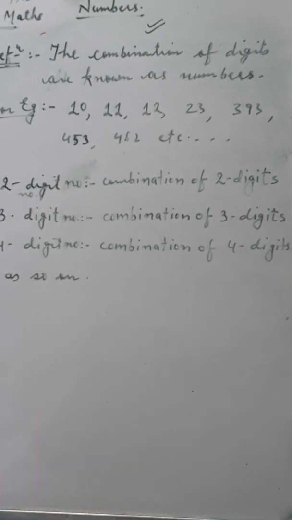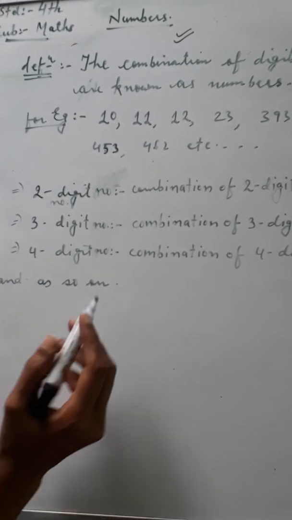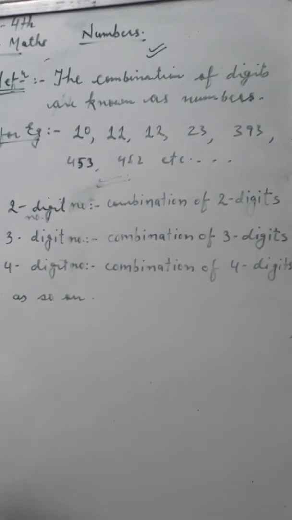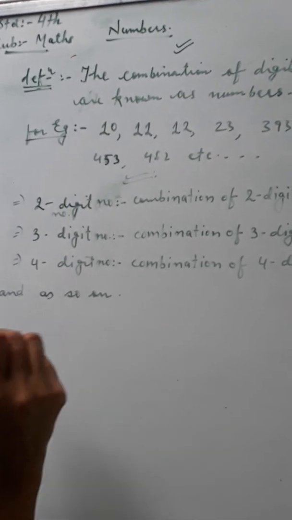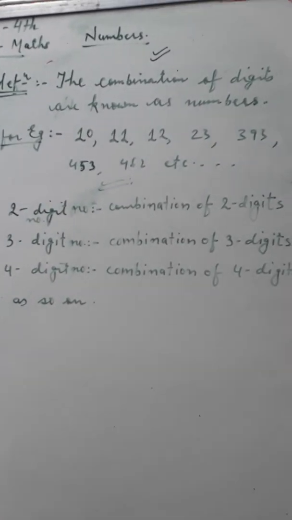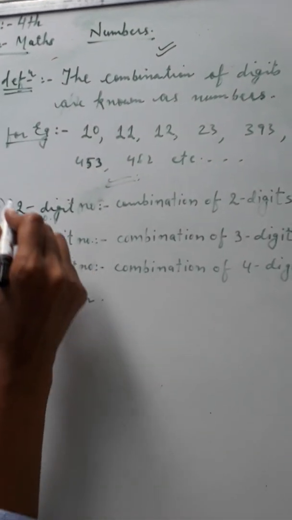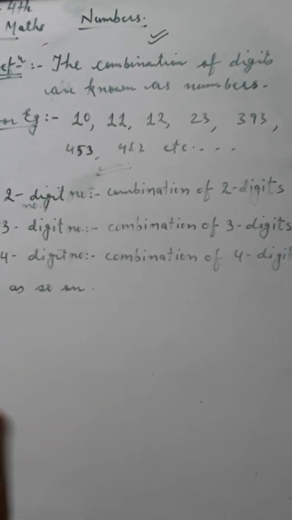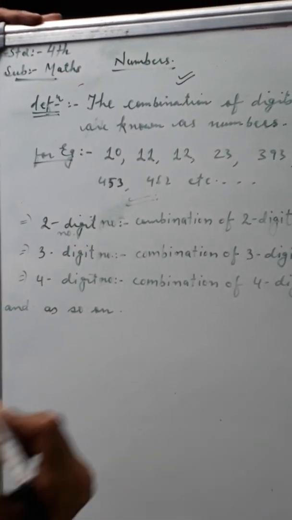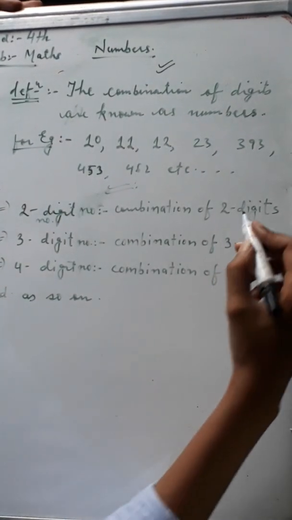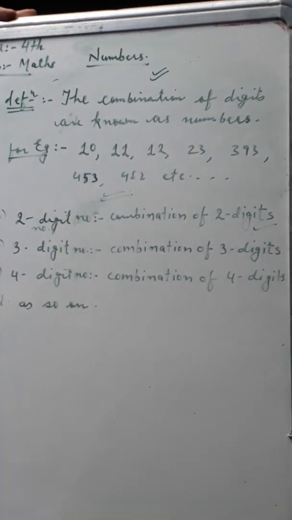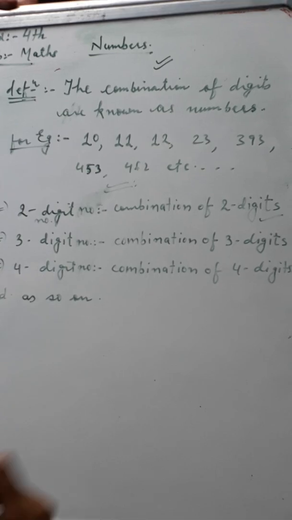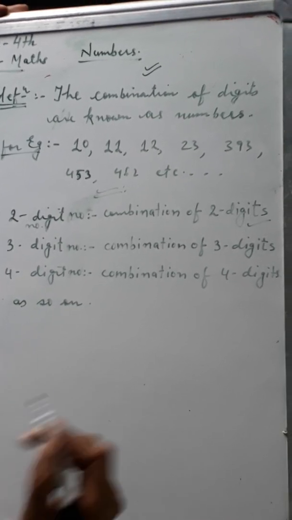So class, now we will learn about 2-digit numbers, 3-digit numbers, 4-digit numbers and so on. Now, what is a 2-digit number? As the topic says, the number containing 2 digits, or the combination of 2 digits, is known as a 2-digit number.